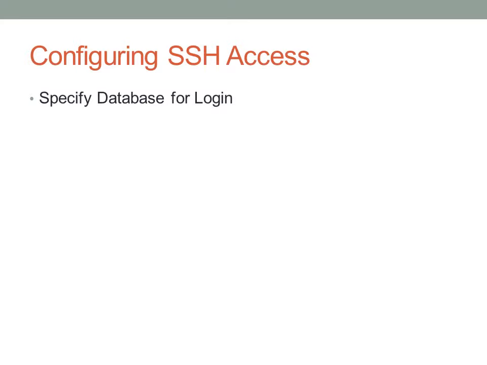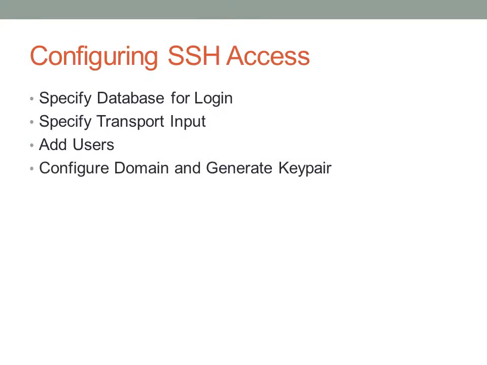The first thing we have to do is specify a database for login, that is where the SSH server needs to go to authenticate usernames and passwords. Next, we'll specify transport input. In this case, transport input designates what kind of inputs are accepted to the device. Obviously, SSH is the kind of input we want. Next, we'll have to add users, either on the local database or on some remote login server. Next, we'll need to configure a domain and generate a key pair. The domain is actually required to generate an SSH key, so you have to configure it first. Finally, we'll activate SSH and test connectivity.